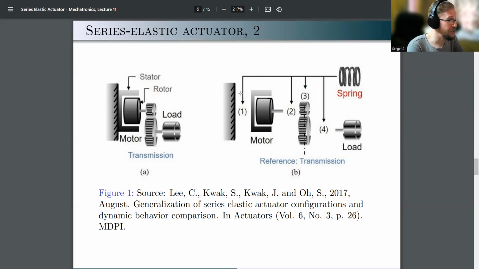So there are options where to put the spring. If you're interested in more on this picture and more discussions, I will leave the link here. You can find this paper on the internet. For all other figures, I leave credit under the figure, so you can check it out.